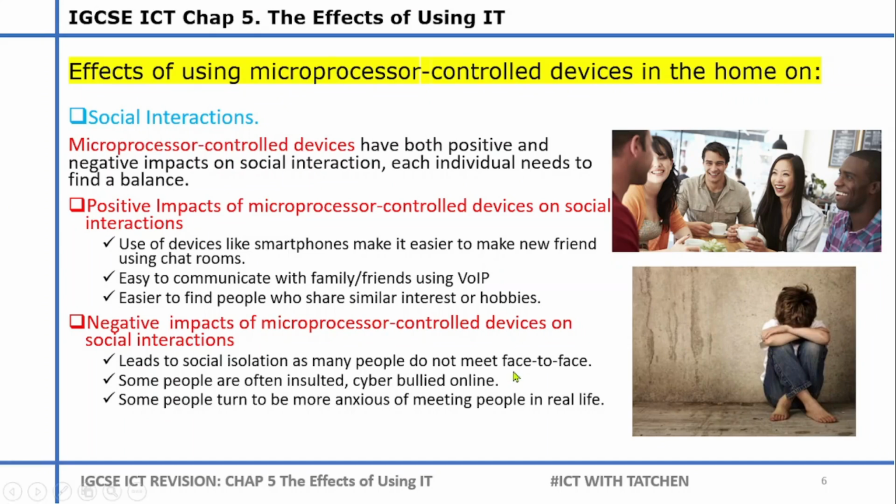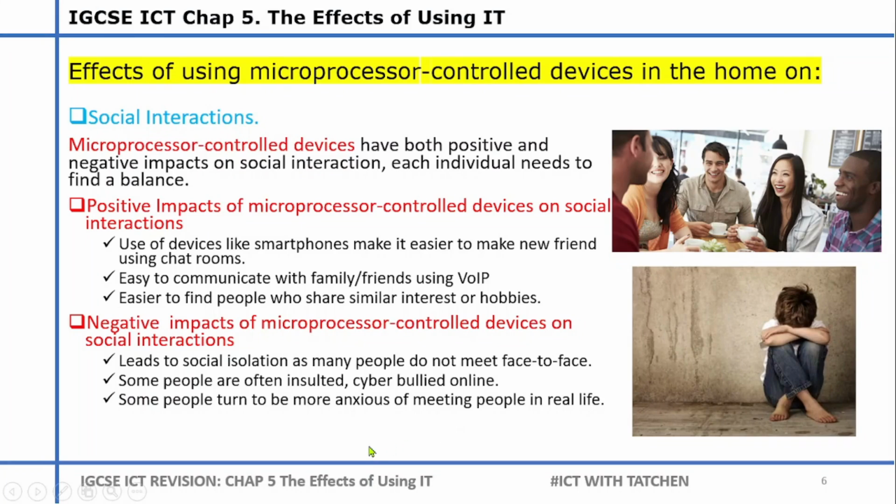But on the negative side, how microprocessor devices negatively influence our lifestyle in terms of social interactions. It leads to social isolation, as many people do not meet face to face. So it's a problem. You see, some people have stage fright and all these things. They cannot speak in public. They cannot even stand in front of somebody and speak. So those are issues which are brought about. Some of them are brought about by microprocessor controlled devices.